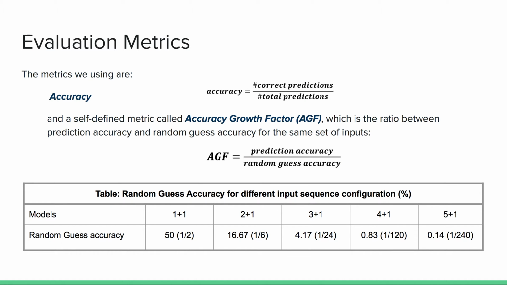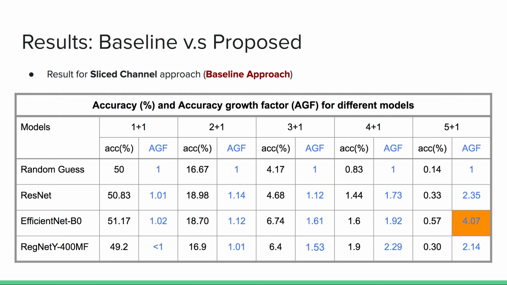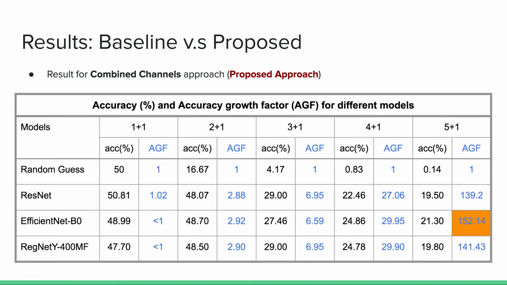For evaluation, we will be using accuracy and another self-defined metric called accuracy growth factor, AGF, which is the ratio between prediction accuracy and random guess accuracy. This table shows the random guess accuracy for different input sequence configurations. And here are the results for the baseline approach. We can see from this table that the AGF values are quite low across all input configurations and models. Whereas here are the results for the proposed approach.